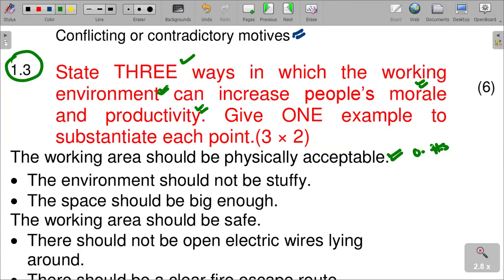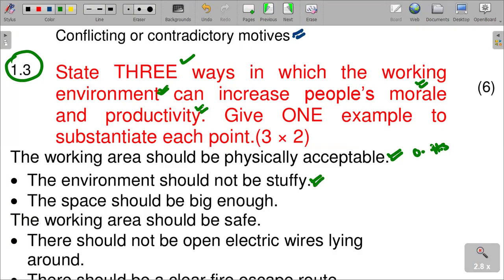So that is quite important. We can talk about the lighting. We can talk about factors in terms of the work environment. Health and safety is quite an important factor there. Injuries, unsafe workplaces: people cannot be at their full potential because they have the fear of losing their lives or fear of injuries and so forth. The environment should not be stuffy. That is to do with health and safety.